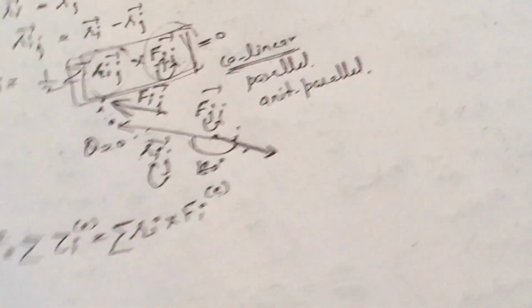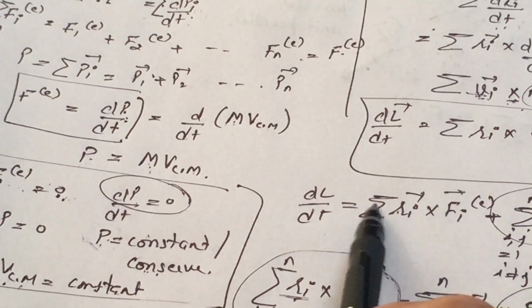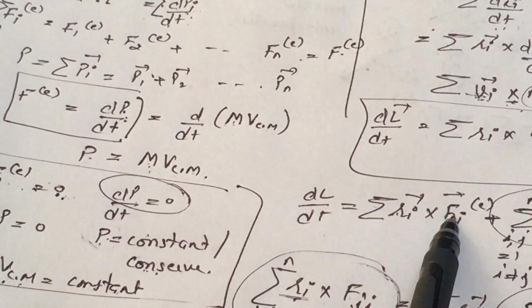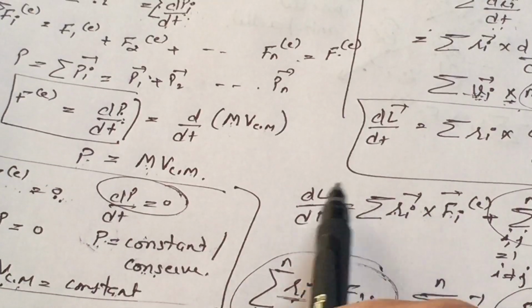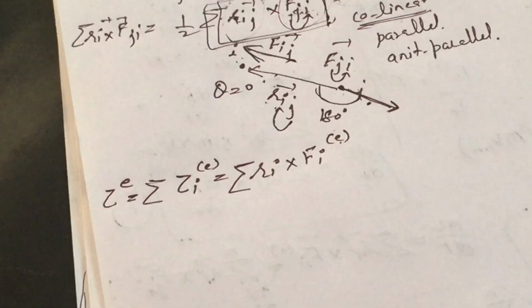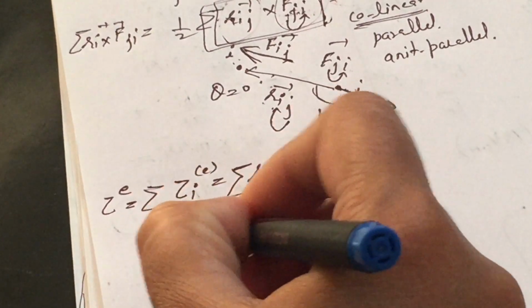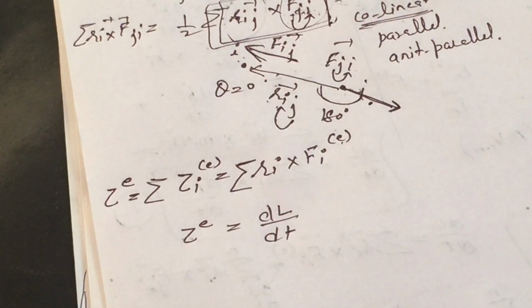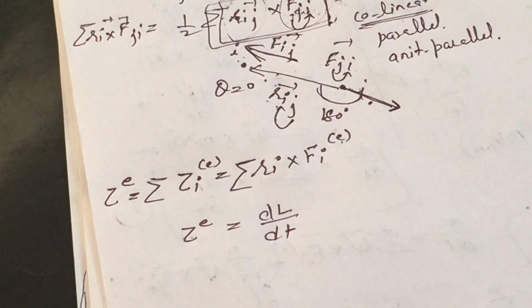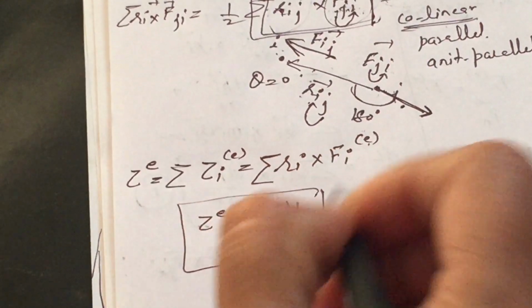By using this expression in our equation, this whole term is nothing but the total external torque. Then what is the relation between torque and angular momentum? The external torque, represented by τe, is equal to the rate of change of total angular momentum with respect to time. Now we have proved the relation between torque and angular momentum.